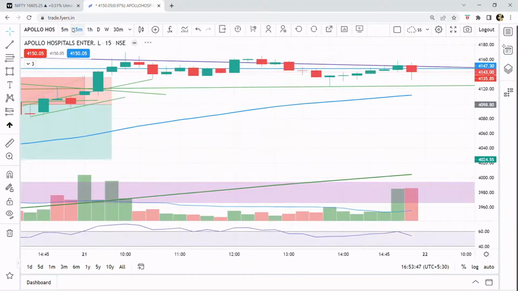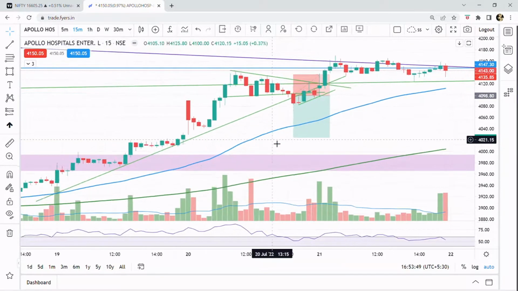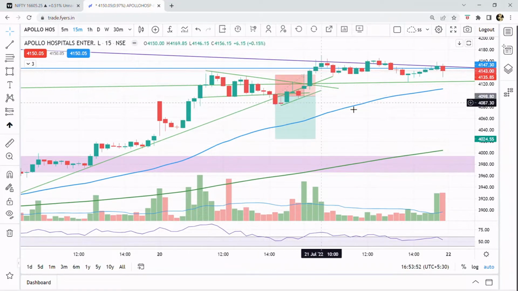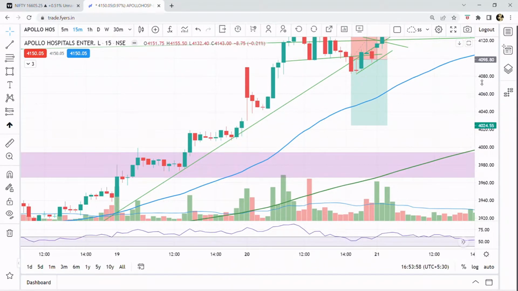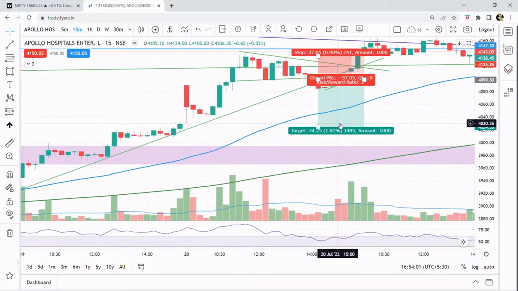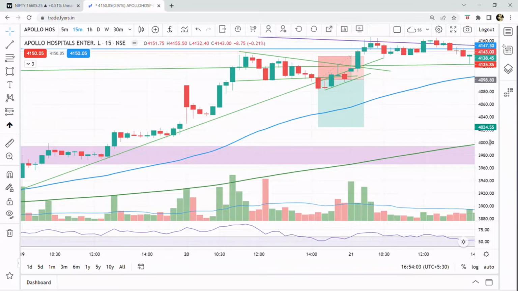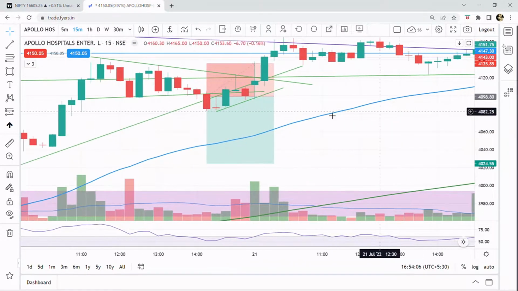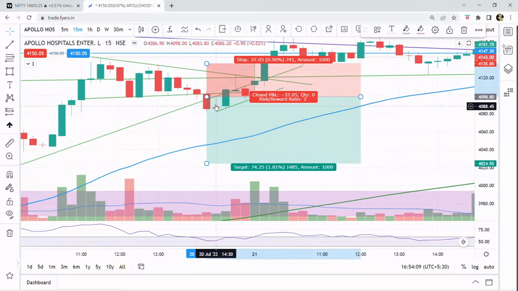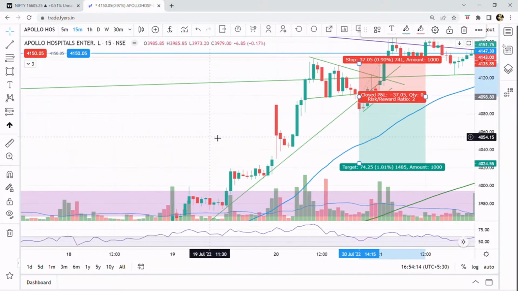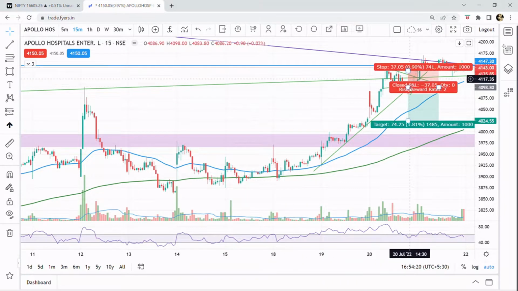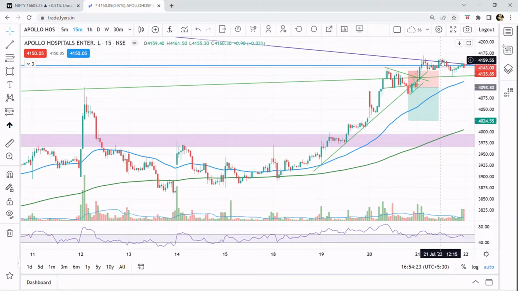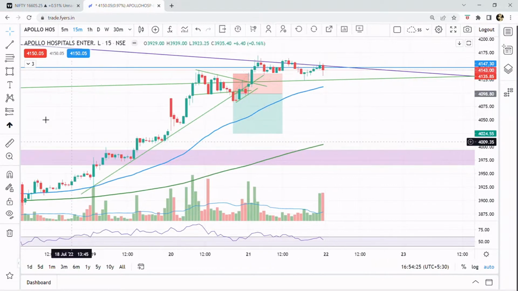On 15 minutes, you can see it was trading in this triangle pattern, and an M pattern was formed and it broke. Also this trend line was there, so it also broke with this candle. So when it broke and retested this area again, I shorted there because I thought Apollo Hospital is continuously going up, so it will retrace a bit, then it will again go up. So this was my analysis.